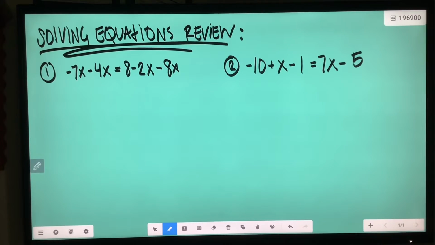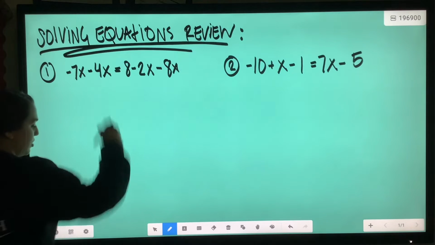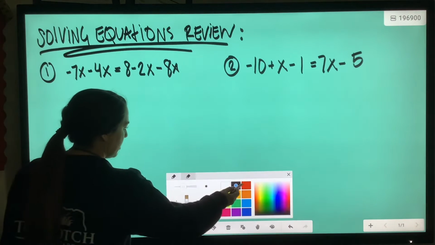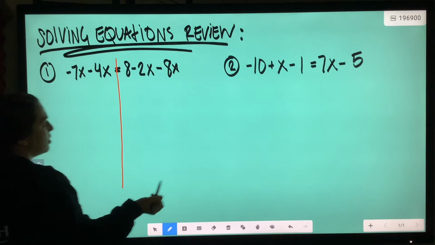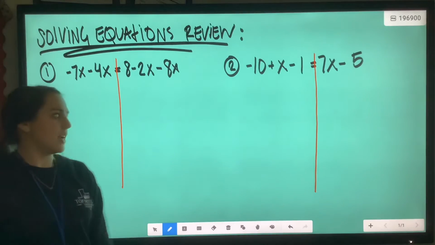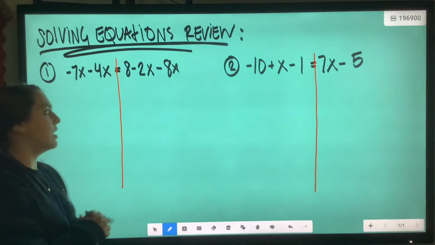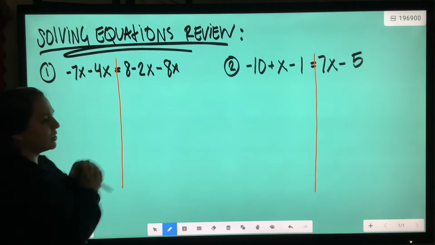Hey y'all, this is a quick mini lesson over solving equations. So first of all, the first thing we always used to do is draw a little line in the middle of our equation through the equal sign. It kind of keeps us organized, keeps us divided. So in one problem, I have one side of the equal sign and the other side of the equal sign.